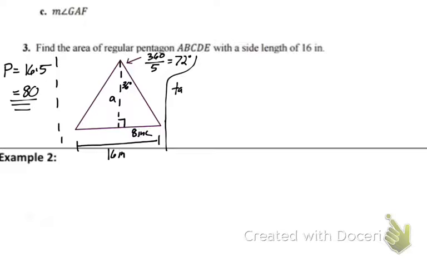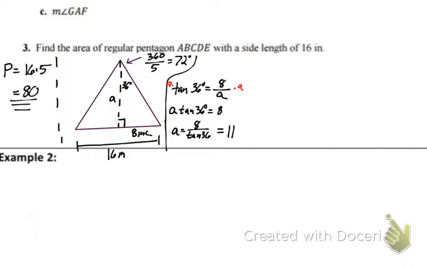So tangent of 36 degrees is going to equal opposite over adjacent. I'd multiply both sides by A. So we'd have A times tangent of 36 degrees equals 8. And we divide both sides by tangent of 36 degrees. So we'll have A equals 8 divided by tangent of 36 degrees, which should equal 11 when you plug in your calculator.